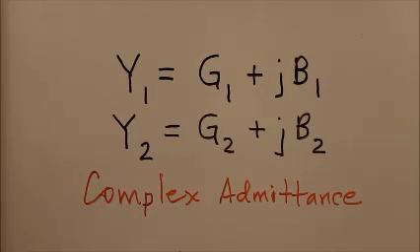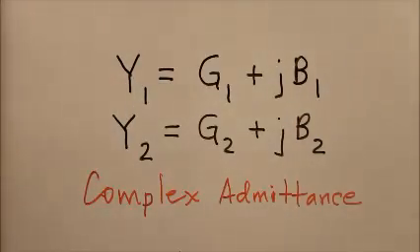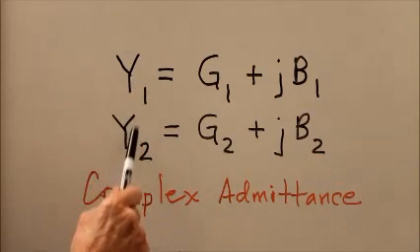Here is an explanation for the answer to final exam question number 9 in this book, Electronics Demystified, 2nd edition. The final exam question number 9 is found on page 417. We're talking about two complex number admittances connected in parallel, or we should say two components that have complex admittances.